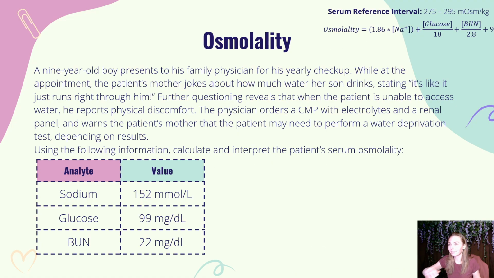Yeah. Anyway, next question. A 9-year-old boy presents to his family physician for his yearly checkup. While at the appointment, the patient's mother jokes about how much water her son drinks, stating it's like it just runs right through him. Further questioning reveals that when the patient is unable to access water, he reports physical discomfort. The physician orders a CMP with electrolytes and a renal panel, so this is for our kidneys, and warns the patient's mother that the patient may need to perform a water deprivation test depending on results. Using the following information, calculate and interpret the patient's serum osmolality.